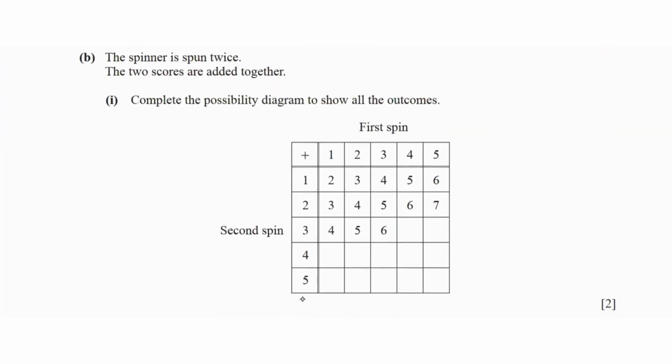Then it says the spinner is spun twice. The 2 scores are added together. Complete the possibility diagram to show all the outcomes. So as you can see, each score is being added.